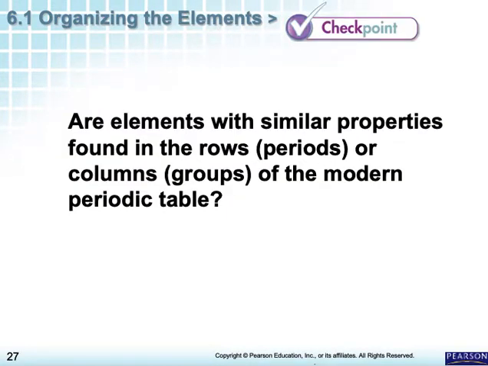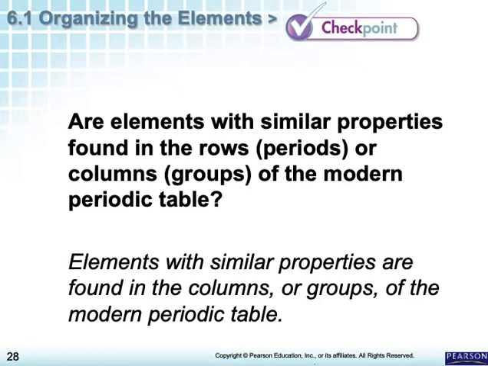So elements with similar properties are found in the rows or periods, or are they found in the groups or columns of the modern periodic table? Hopefully, after all the times I've repeated it, you can tell me that it is in the columns, which we call families or groups, that have repeating chemical properties.